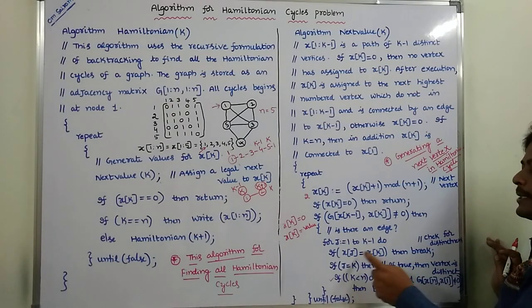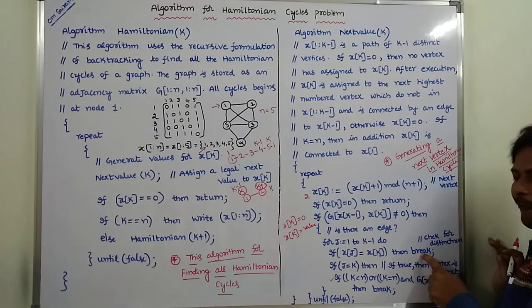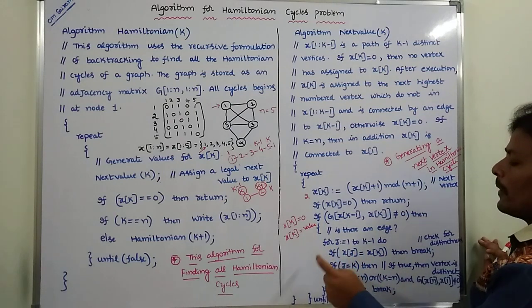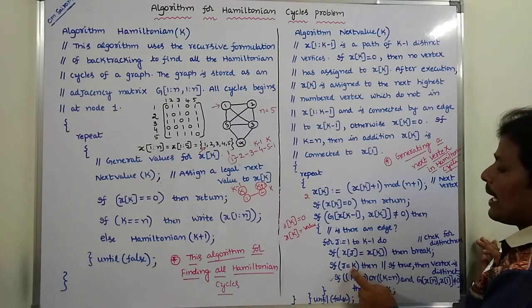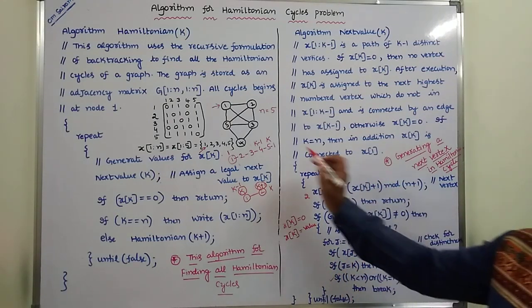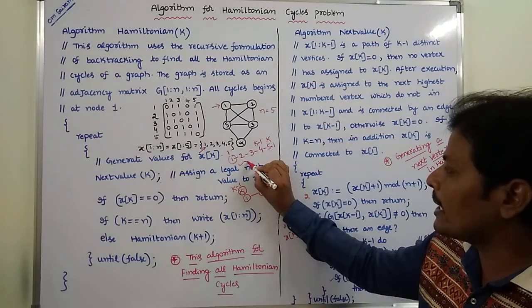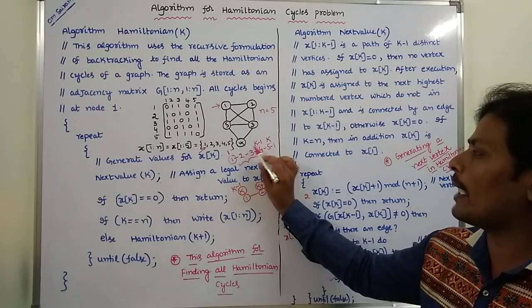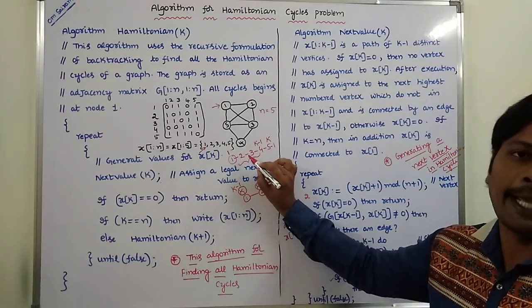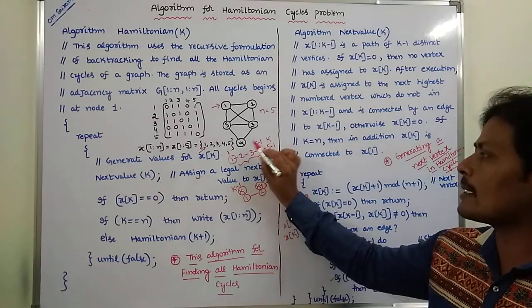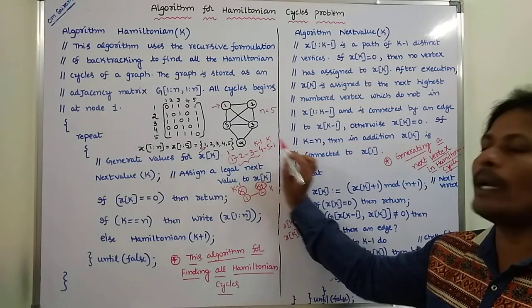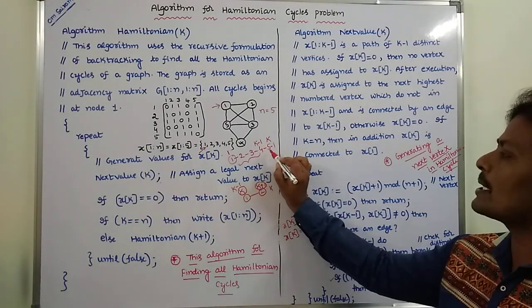Okay, if there are no duplications, this condition fails. Now go to the next statement. If j is equal to k, now the k value is 5 and the j value is 5. Up to this point we have to check whether any duplications are there. There are no duplications.